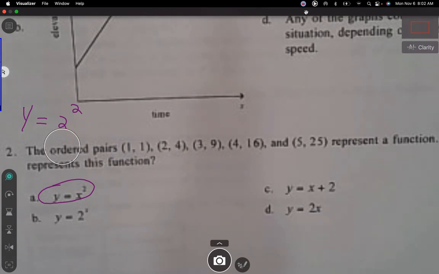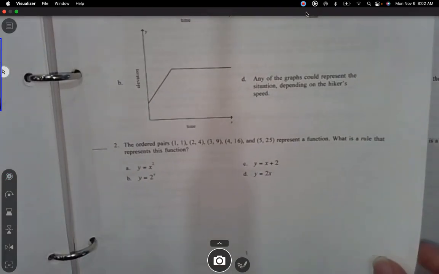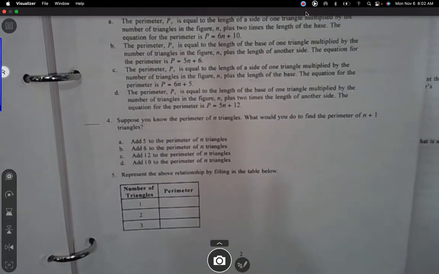Again, if you don't understand something, just ask me to go over it again. Or circle it, and come back to it if you didn't understand one.